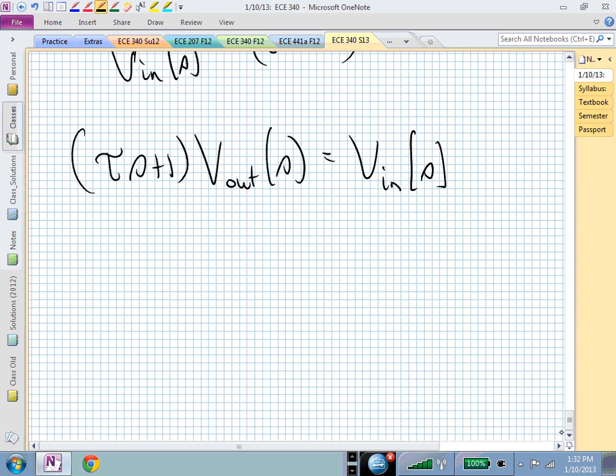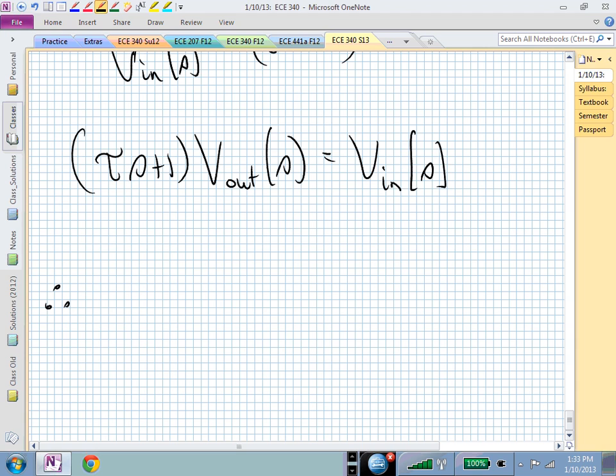Can we now take this into the time domain? What happens when I multiply by s in the frequency domain? What happens in the time domain? If I had s times capital X of s, and I said, what's that in the time domain? That's the derivative, isn't it? Here I have two terms involving the output. I have a derivative of the output scaled by tau, and I just have the output. Over here, I just have the input.